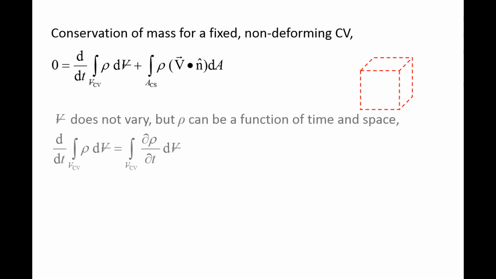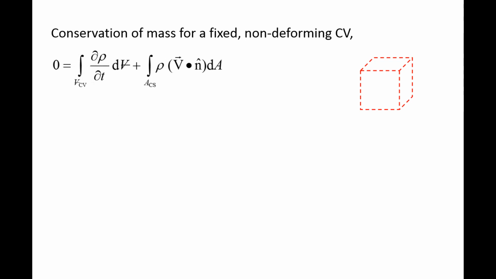Since the control volume is fixed and non-deforming, the limits of integration are constant in time, allowing us to move the time derivative into the integral. The first term becomes partial rho partial t times the differential volume dV, integrated over the entire control volume. We had to change the full derivative to a partial derivative because density can be a function of both time and space.